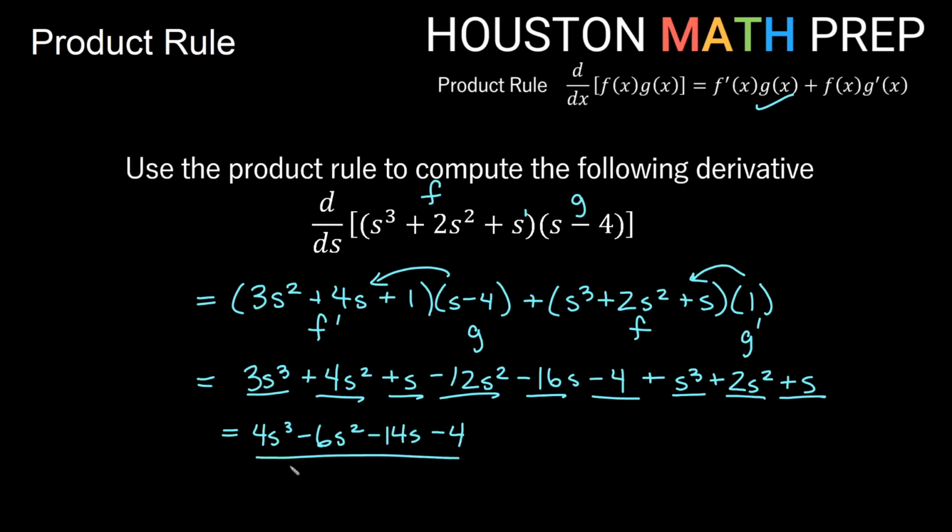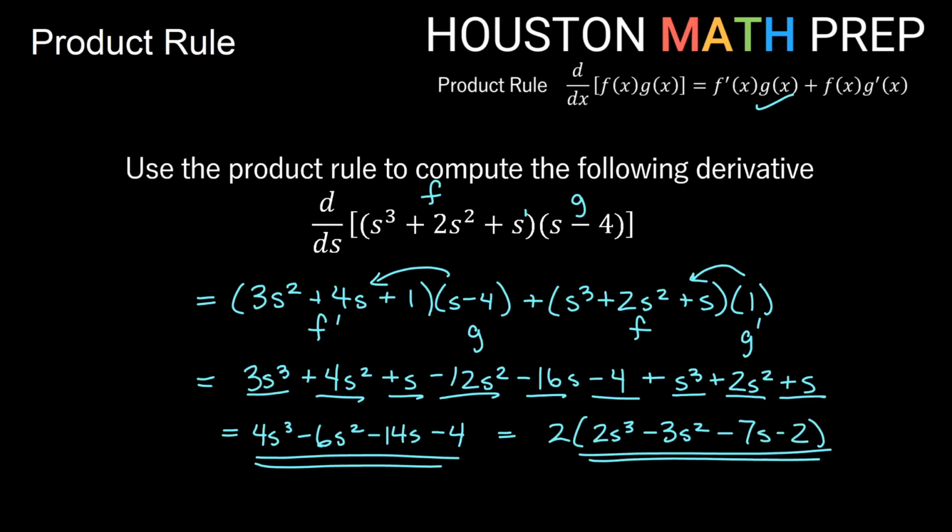So we could say that. If you really want, you could factor out the common 2, right? If you want, you could say 2 times 2s cubed minus 3s squared minus 7s minus 2, if you like. You certainly don't have to, but if you feel like that would make it nicer for you, you can do that.